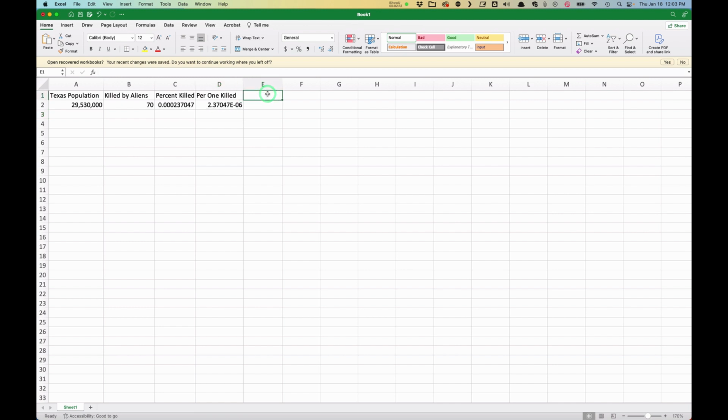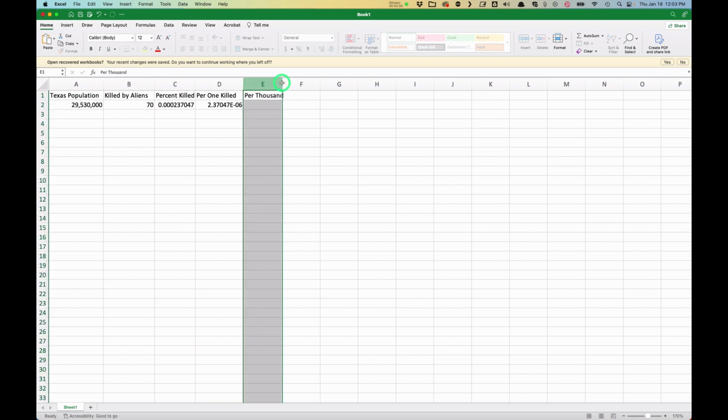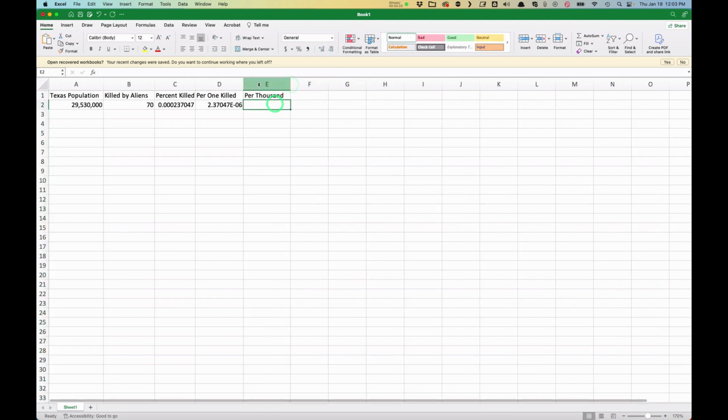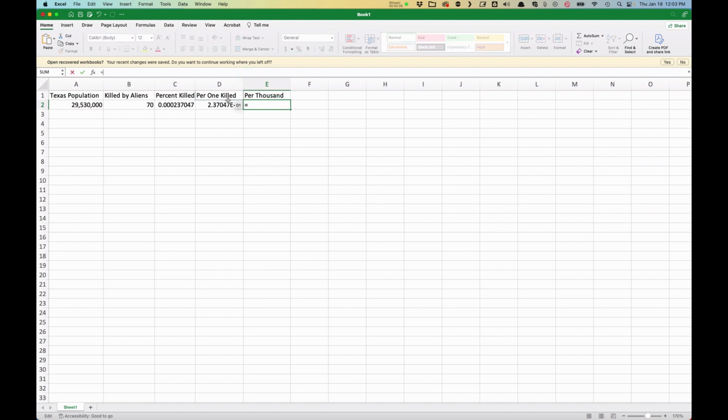And now to get, say, per 1,000, I'm just going to multiply it by however much I want. So let's say per 1,000 and see if that's better for us. So I'm going to say per 1,000 is equal to my per 1 times 1,000. And I get, okay, 0.0023. It's better than per 100, but it's not a lot better than per 100. So let's try per million.